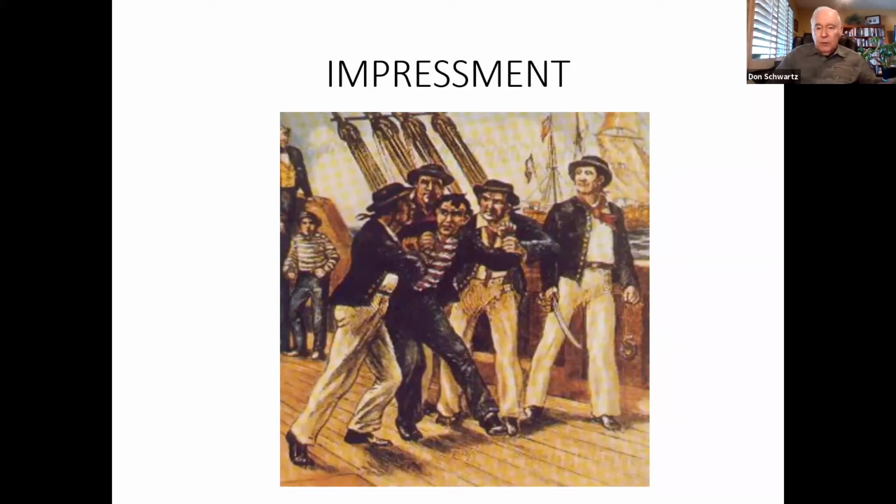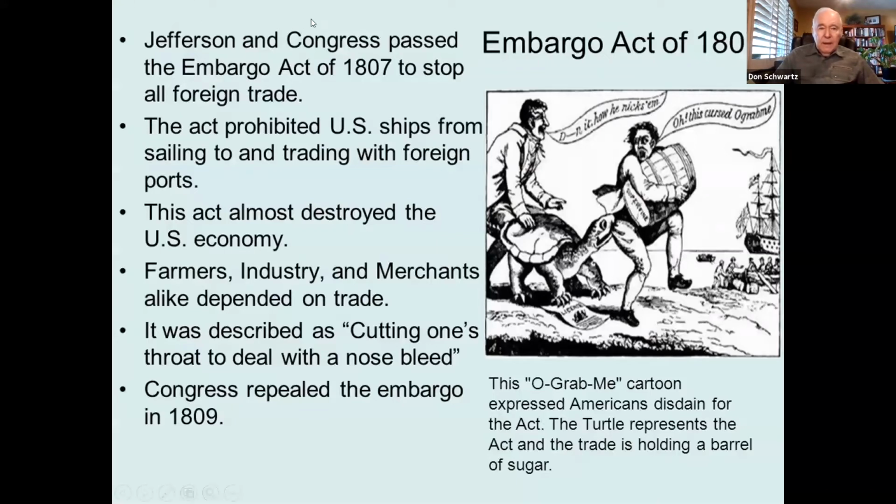Now, all of that was certainly troubling to Jefferson. And so, because Jefferson wanted to avoid war at all costs, in 1807, Congress passed the Embargo Act. And this Embargo Act prohibited American trade with any country. The idea behind that was if we don't trade with any country, then Britain and France will not interfere with American ships, and that will guarantee that we won't get into a war.